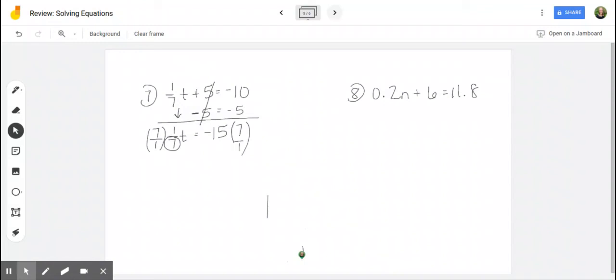Okay. So my 7s would cancel out here. My 1s would cancel out there. And I'm just left with t. -15, if you want to make that into a fraction, you can. And -15 times 7 is -105 over 1. Which is the same as just -105.